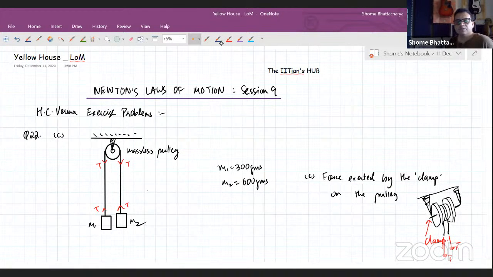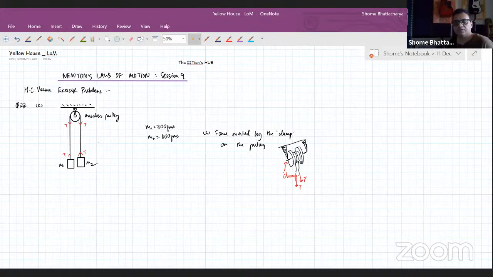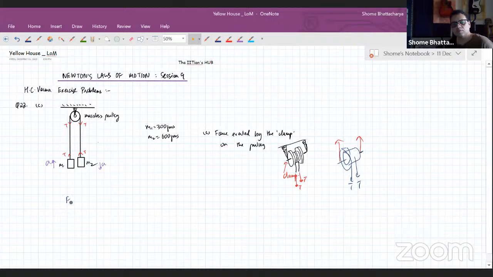So when you make the free body diagram of the pulley, you'll understand what this clamp force is all about. This pulley is being pulled down from both sides with tension T and tension T. Even though it doesn't have any mass, the string is pulling it down. So this clamp will apply some upward force on it. That is the force they are asking for. So first you have to solve this system to find the tension in the string, and then you make the free body diagram of the pulley.